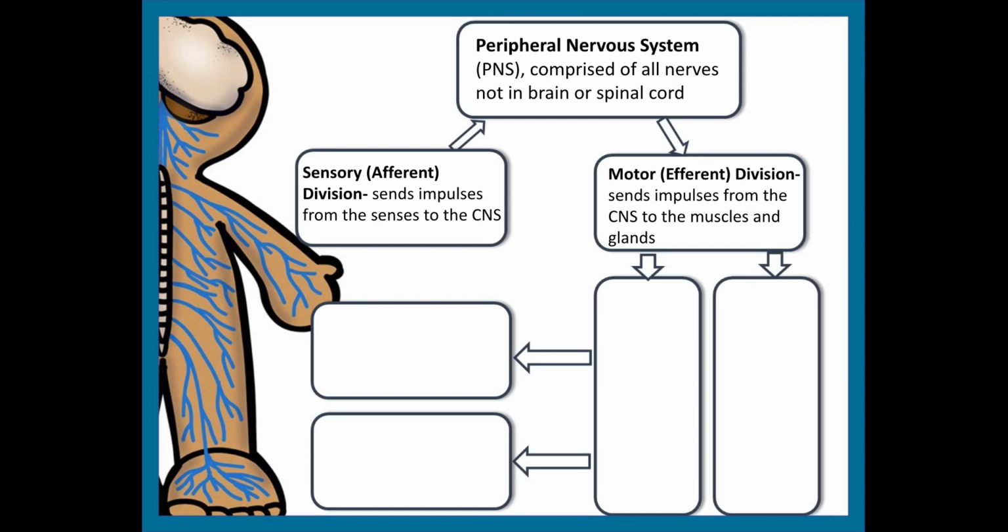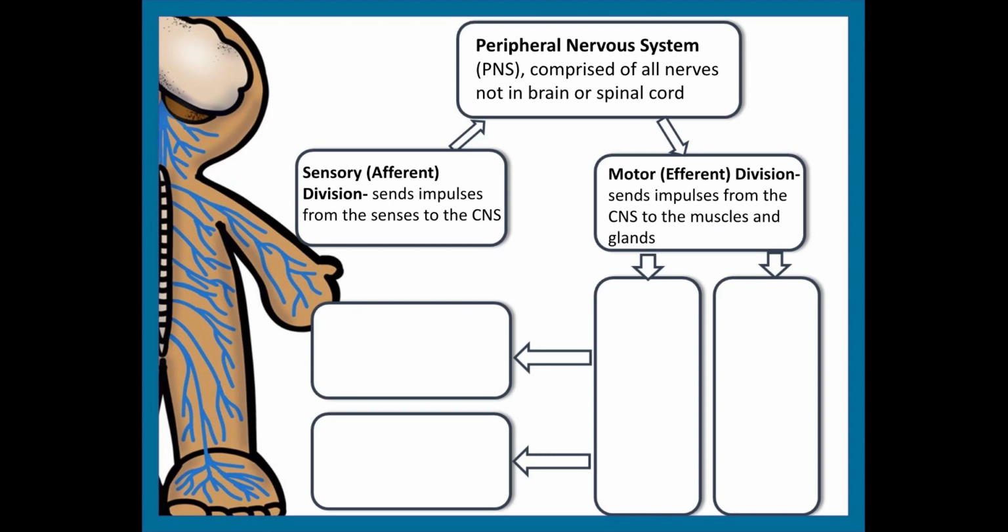Okay, and then there's a motor division. This is what, after the central nervous system processes the information, it then has to go back through the peripheral nervous system and it sends these signals through the motor division. The motor division sends impulses from the central nervous system to the muscles and glands. So basically, the peripheral nervous system has a sensory division, which is kind of like the input, and a motor division, which is like the output.